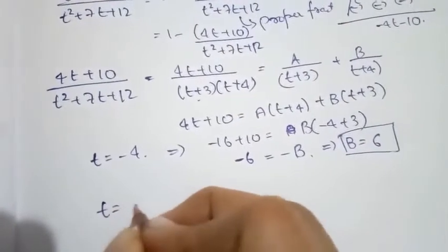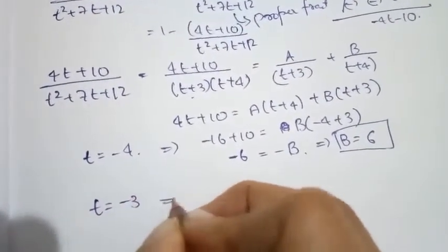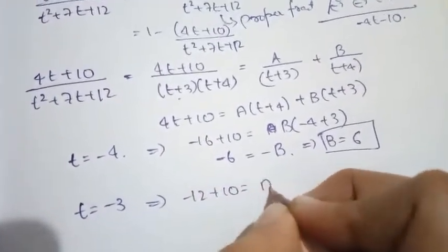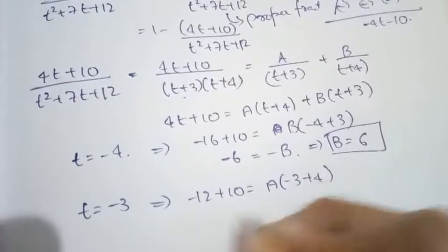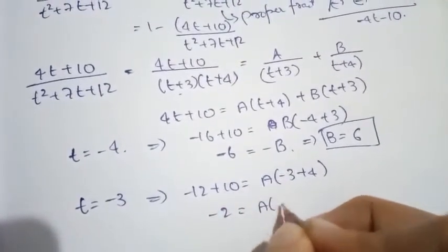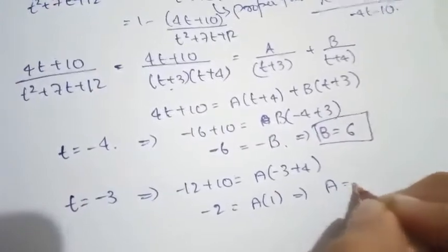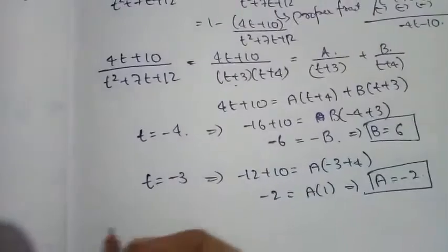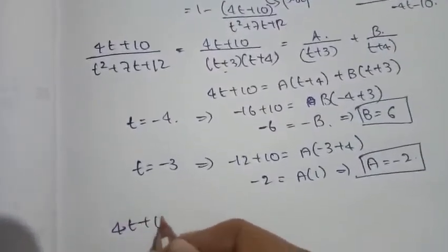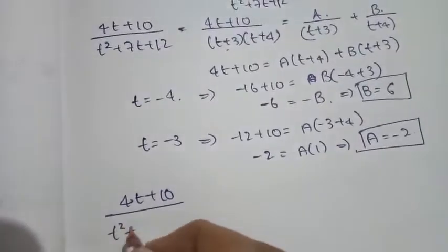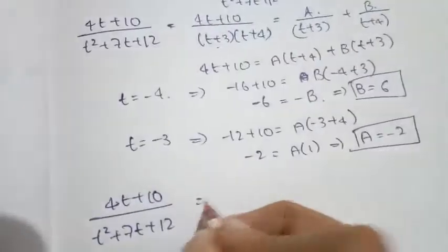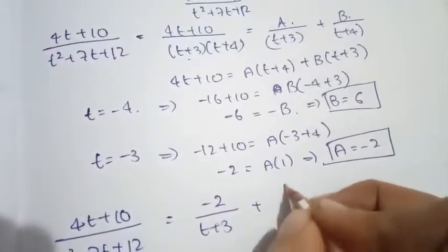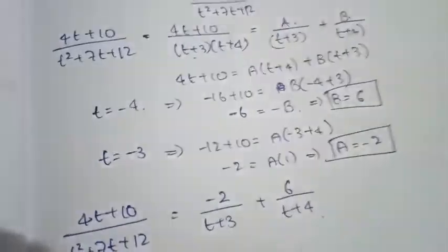Similarly, to get the value of a, I am putting the value of t equal to minus 3. This implies 4 threes are 12, so it becomes minus 12 plus 10 is equal to a into minus 3 plus 4. So it is nothing but minus 2 is equal to a into 1. This implies the value of a is equal to minus 2. Now we got the values of a and b. So 4t plus 10 divided by t square plus 7t plus 12 is equal to minus 2 divided by t plus 3 plus, what is the value of b? 6 divided by t plus 4.